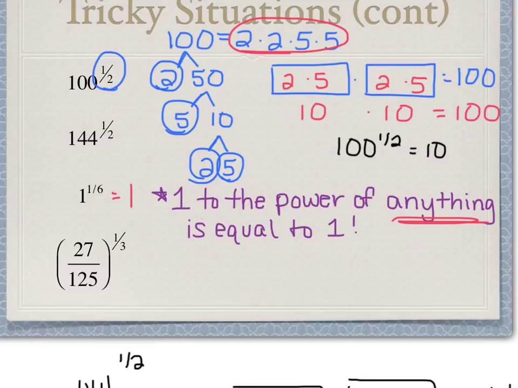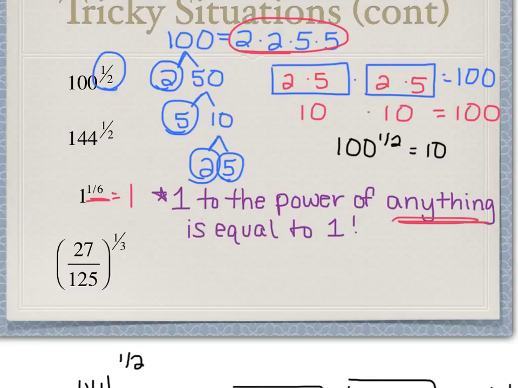So I could say 1 to the power of 27. Well, 1 times 1 times 1, 27 times, is still going to equal 1. Same rule applies for fractions, okay? So 1 to the power of 1/6 is going to equal 1. 1 to the power of 1/5 is going to equal 1. Because if you multiply 1 any number of times, it's still going to equal 1. Okay, so that should be like a shortcut for you. 1 to the power of any fraction is going to equal 1. Okay. Let's look at the next one.